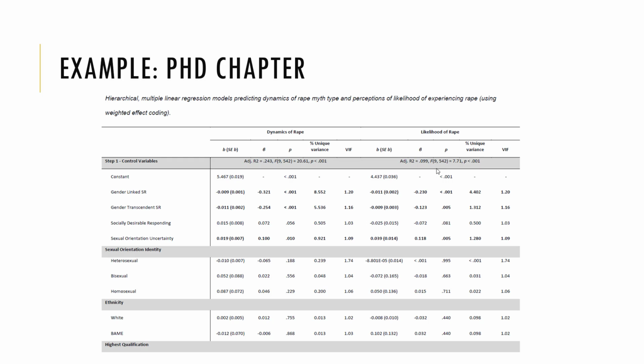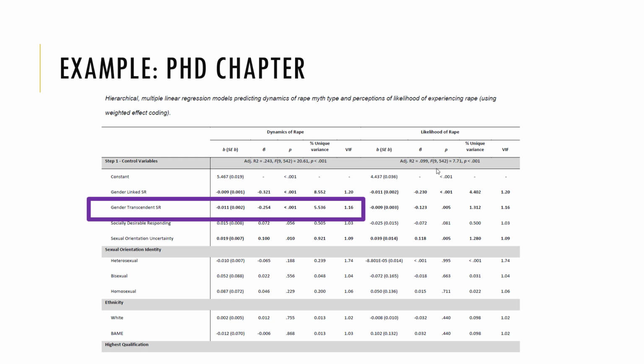Let's look at this example then. What I'd like you to do is have a go. Pause this video, and try to interpret what the B value is telling you for the gender transcendent social roles variable, about scores on rejection of the dynamics of rape myths. Then have a go at what you think the beta value is telling you, and which of those two variables is the stronger predictor, the one doing the most work. Pause this video and have a go at that now.